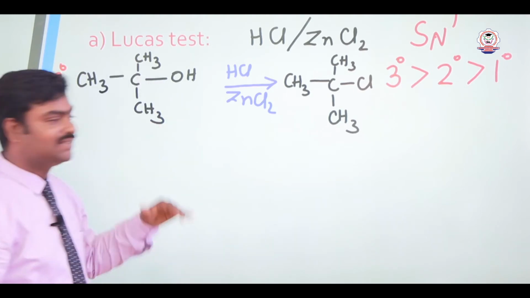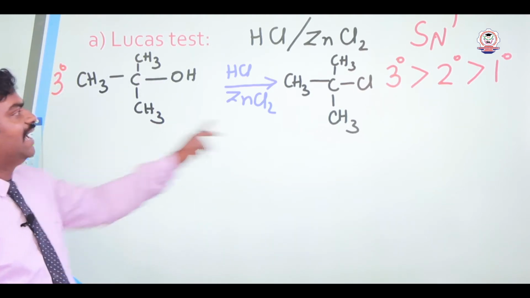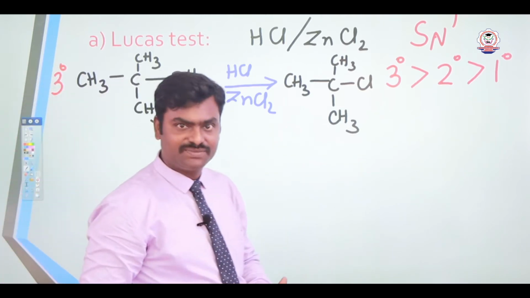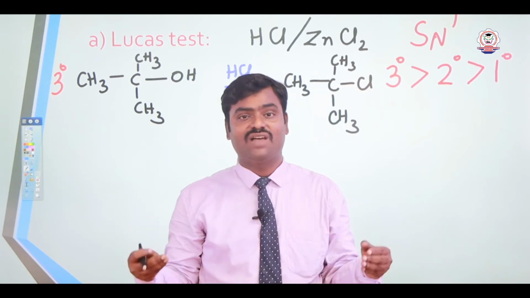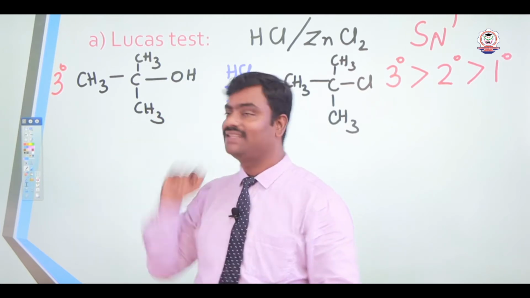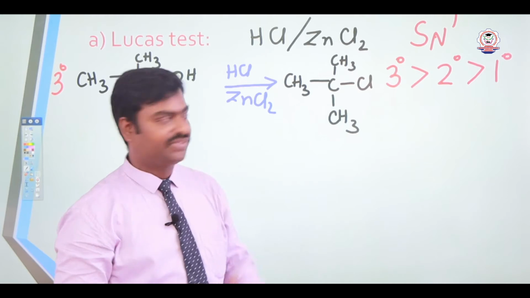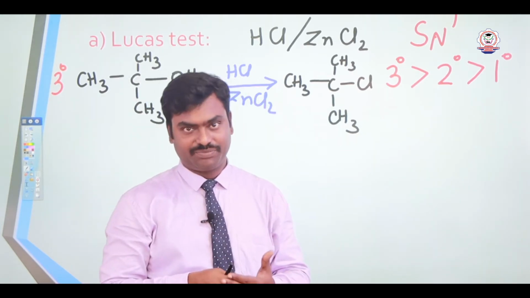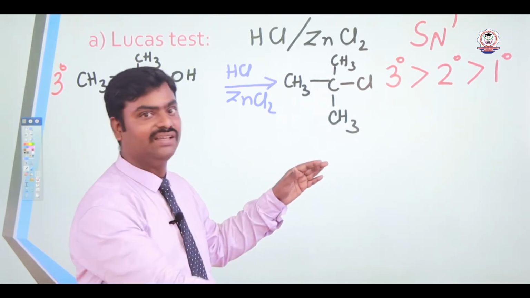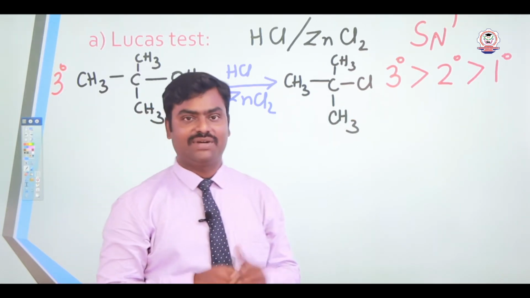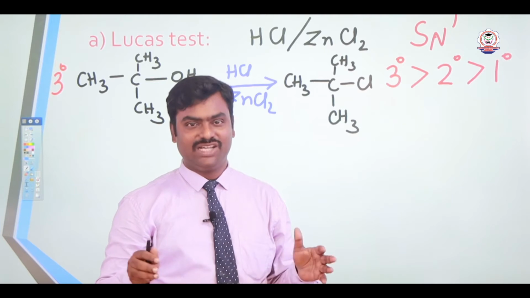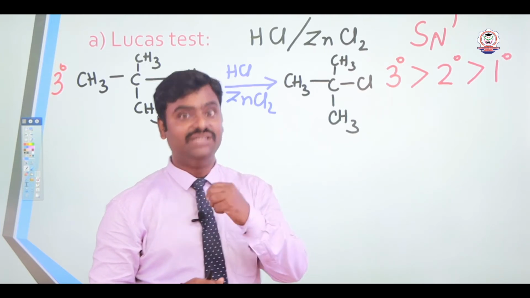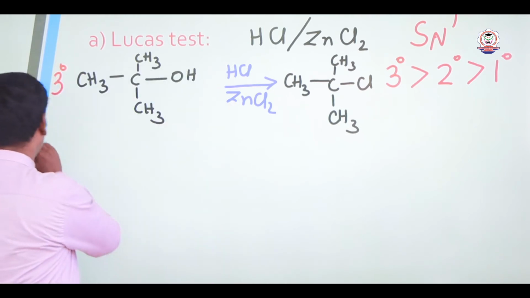In this reaction we are getting a haloalkane. Haloalkane is generally insoluble in water, but alcohol is very much soluble in water. So when you take this alcohol in the solution of HCl and zinc chloride, it will dissolve, and you will get a clear solution. But as the reaction proceeds, you get the haloalkane, which doesn't dissolve in water, so you will get a turbidity. The turbidity appears immediately, so immediate turbidity.